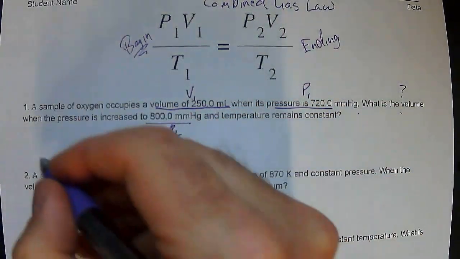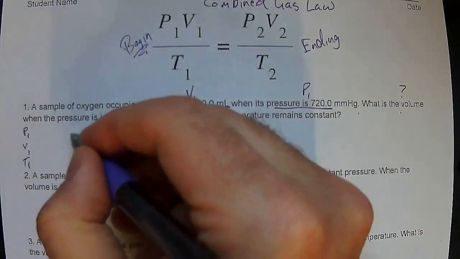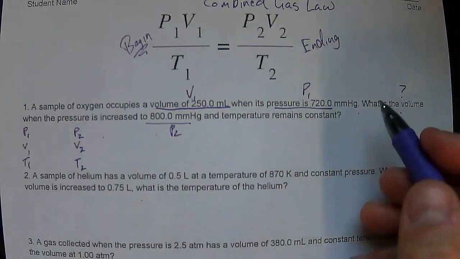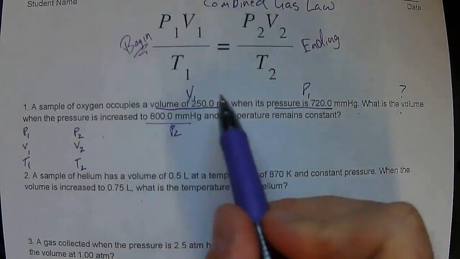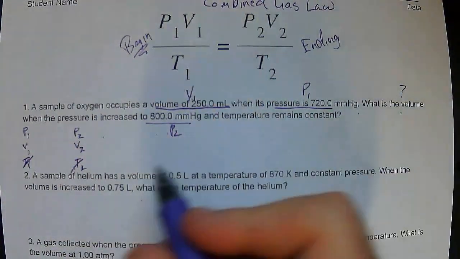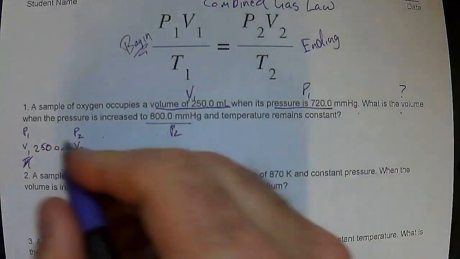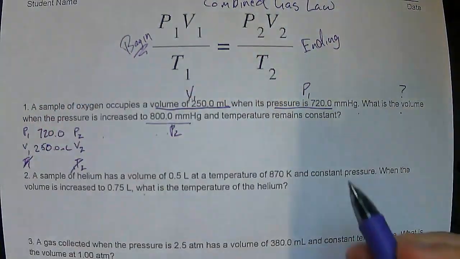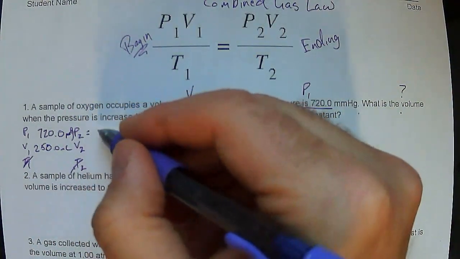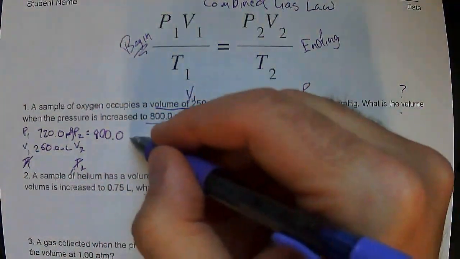I'm going to put the data down here: P1, V1, T1, P2, V2, T2. We don't have temperature in this, just volume and pressures, so I'm going to get rid of those. The first volume is 250 milliliters, and the first pressure is 720 millimeters of mercury. The second pressure goes in here, 800 millimeters of mercury.